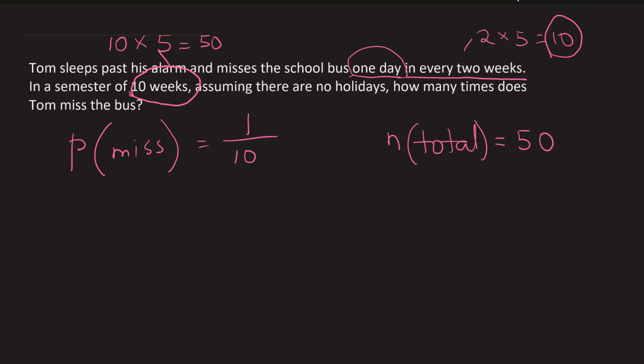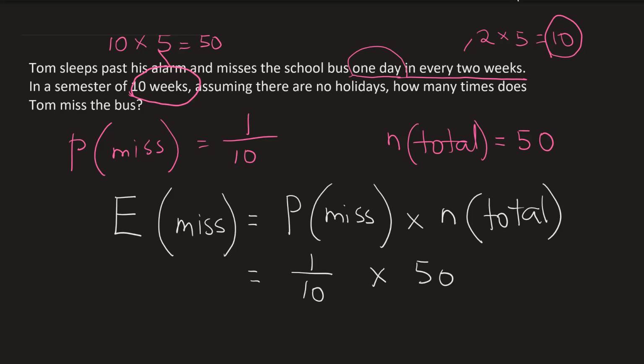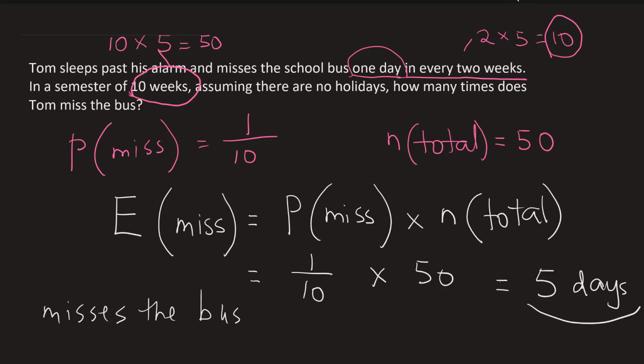All right, this is looking a little bit easier to handle now. Let's write out our formula for expected number. So the expected number of days that he misses is equal to the probability of him missing the bus multiplied by the total number of days. The probability of missing is 1 over 10, multiplied by the total is 50, and my answer is 5 days. So this means in the whole semester, Tom misses the bus 5 days out of the whole semester.